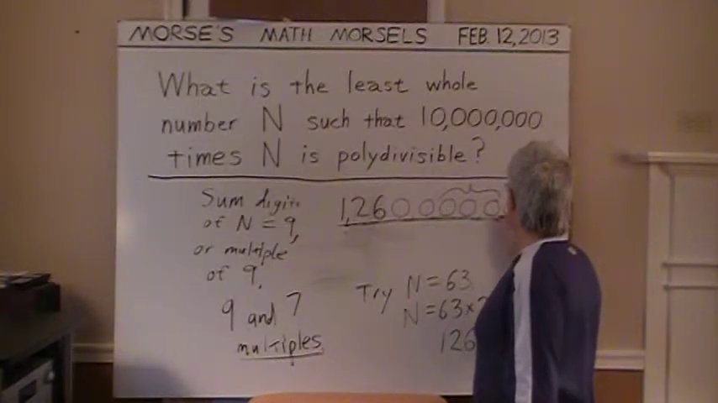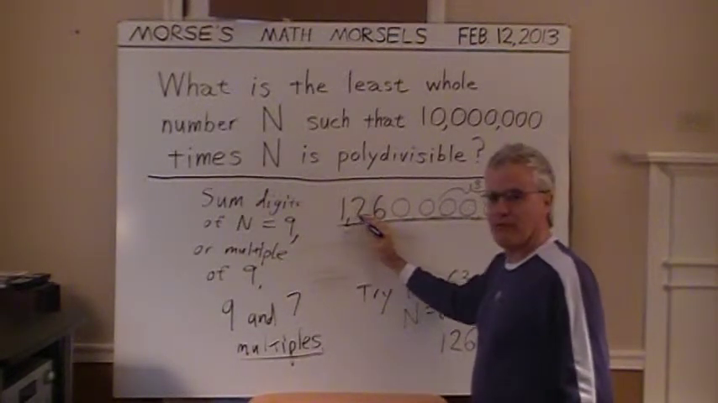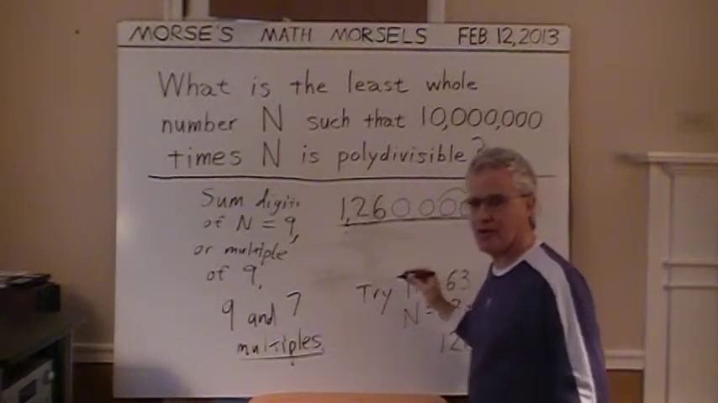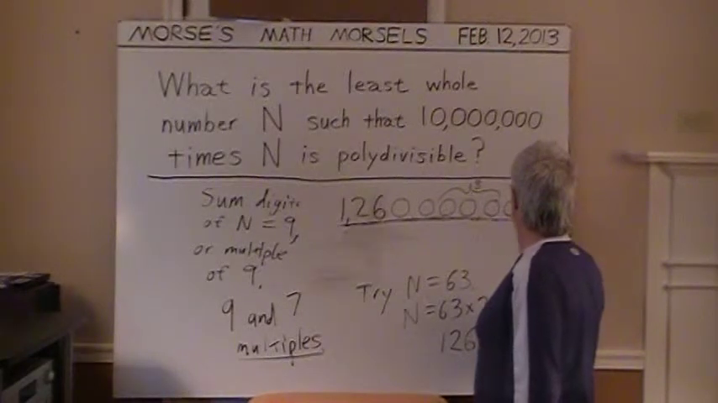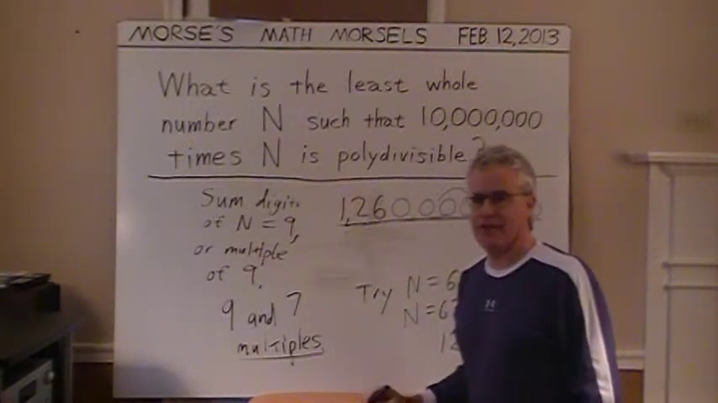Oh, how about multiple of 9? Add up all the digits. 1 plus 2 plus 6 is 9. Add all the zeros, we're still at 9. Yes, it is a multiple of 9. And finally, the 10th digit, the 0, is this whole number a multiple of 10? Yes, it ends in 0.